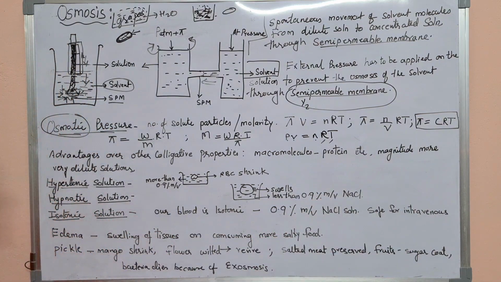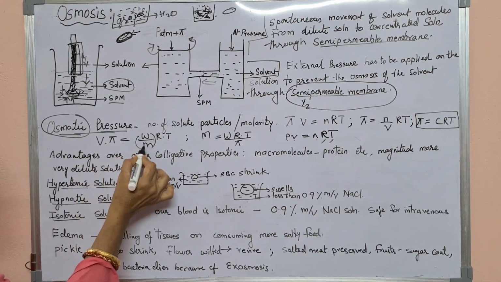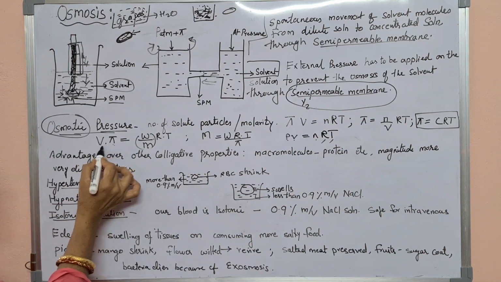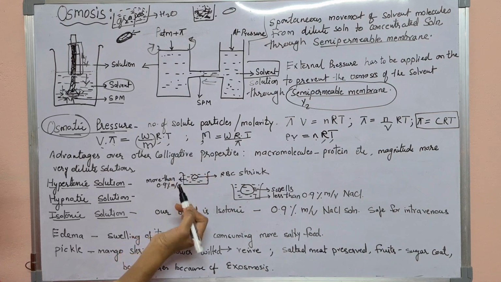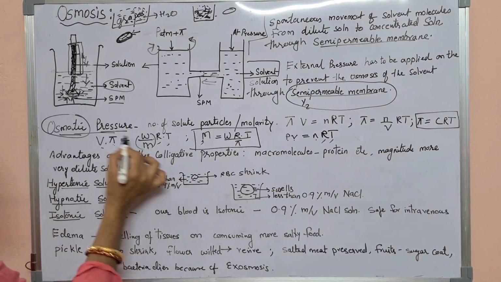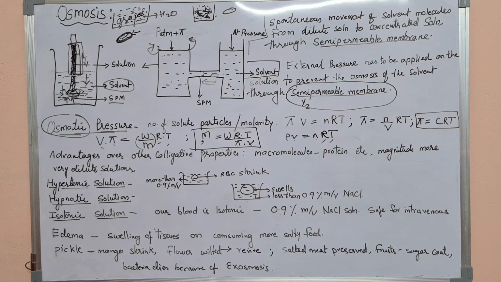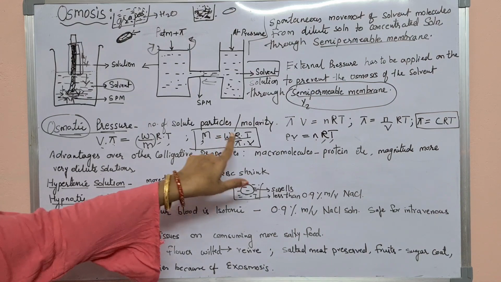What is n? Number of moles. So how do we calculate the number of moles? We calculate the number of moles with the help of weight upon molecular mass. So in place of n, I have written w upon M. This is substituted in place of n. So piV, that is pressure and volume, equals w upon molecular mass times gas constant R times T. Molecular mass equals WRT upon pi into V. This is your formula to calculate the molecular mass of the solute particle.